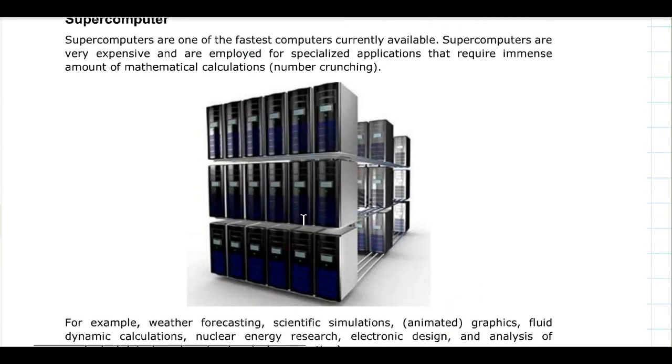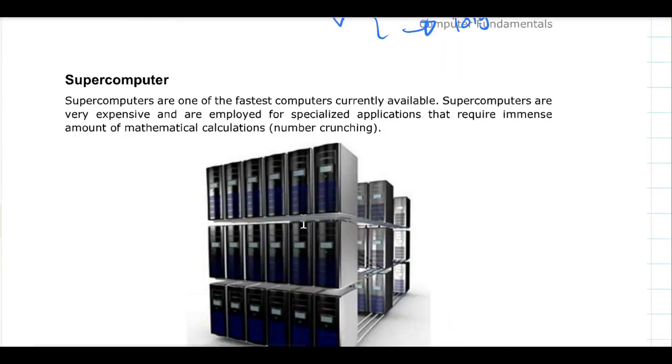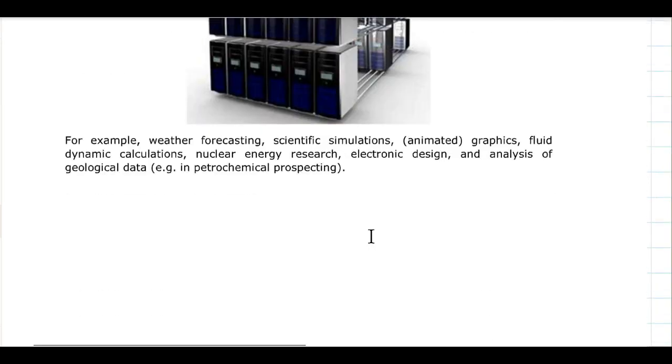So last but not least is the supercomputer. These are some of the fastest computers currently available. They are very expensive and they are applied for specialized applications that require an immense amount of mathematical calculations. Examples are the computers used in weather forecasting, scientific simulations, graphics, fluid calculations, even nuclear energy research. So when you talk about very high research institutions and government bodies, they are going to be buying supercomputers so that they can perform very complex tasks that cannot be performed by a normal computer.